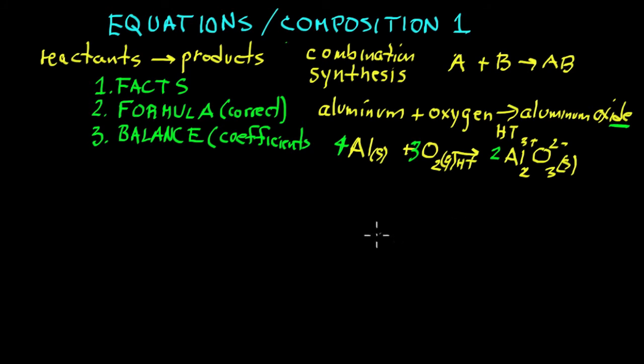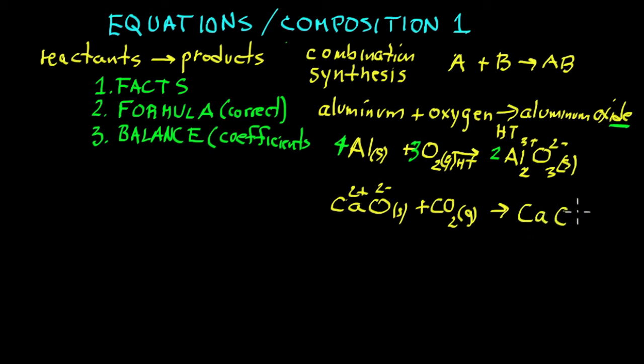Start off with calcium oxide. And I'm just going to write the formula here for the sake of time. Calcium oxide is 2 plus, 2 minus, solid. And we're going to have it react with carbon dioxide, a gas, and it forms, in a composition reaction, calcium carbonate, with the polyatomic carbonate 2 minus and calcium 2 plus. How do we balance that?